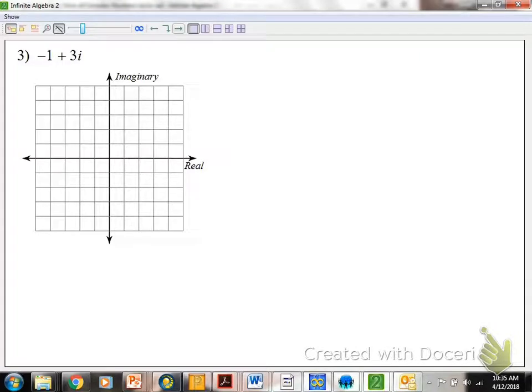Let's look at one where we have to use our calculators to find out the values. -1 plus 3i. We want to sketch the graph, write it in polar form. Polar form of a complex number is r times cosine of theta plus i sine of theta. Grab a calculator if you don't have one.